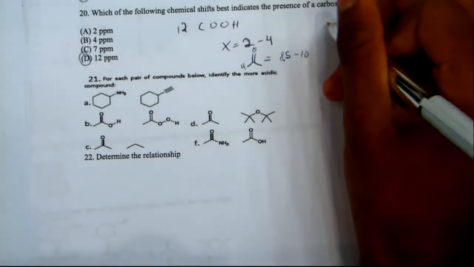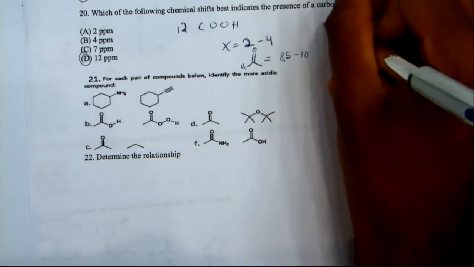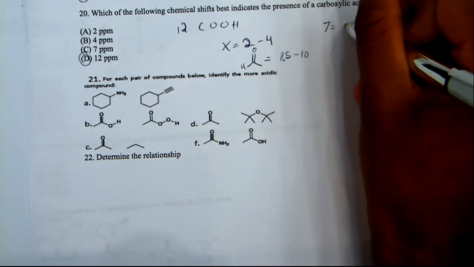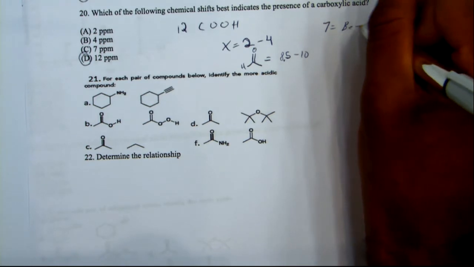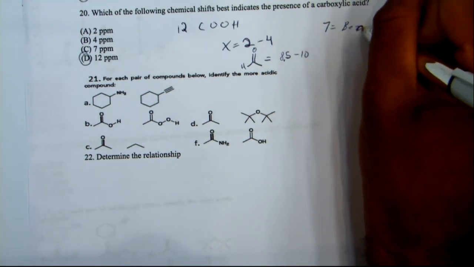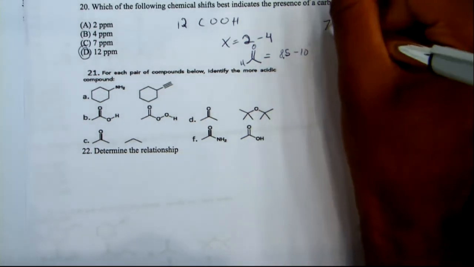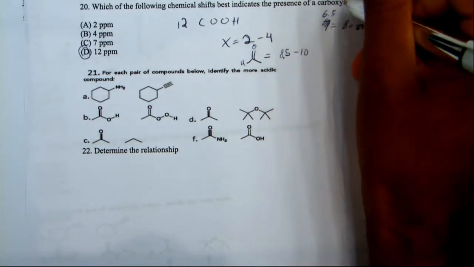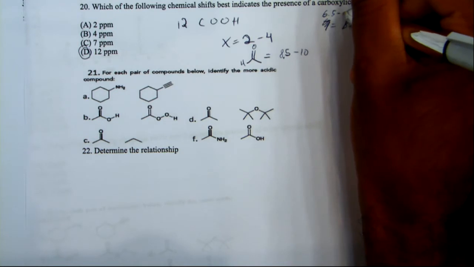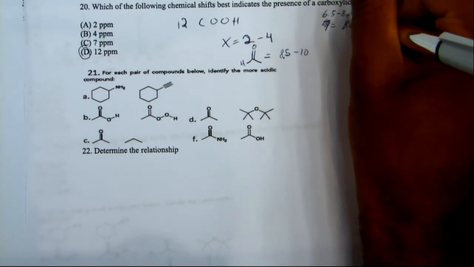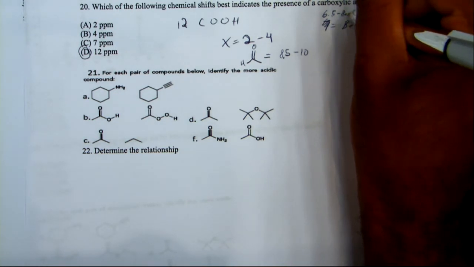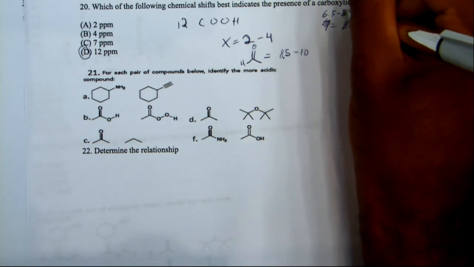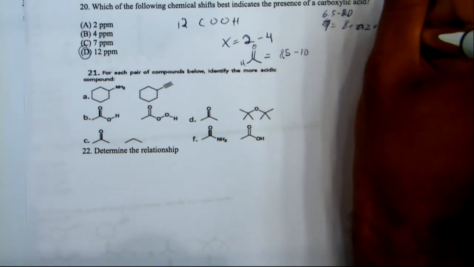And I would double check on this last one because I'm not 100% positive, but 7 for benzene. 6.5 to 8 for that one. So she says 6.5 to 8, so 7 technically would be in that range, but it's better to know the range. So 6.5 to just 8.0 for benzene.